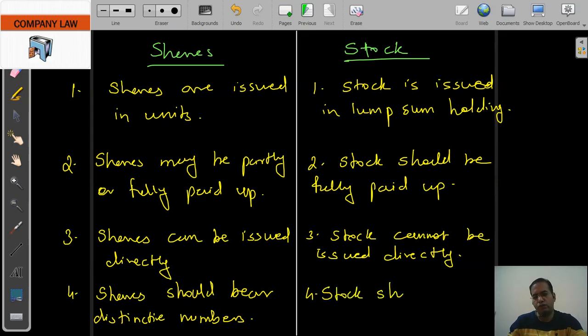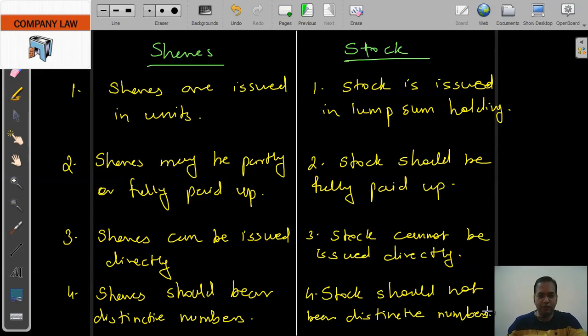Stock should not bear distinctive numbers. When you issue the shares, in the last session I have explained to you how the distinctive numbers are defined. Whatever the paid up shares are there, your distinctive numbers cannot exceed beyond it. So every part of the share capital in the form of shares is given one unique distinctive number. That is not the case with the stock.